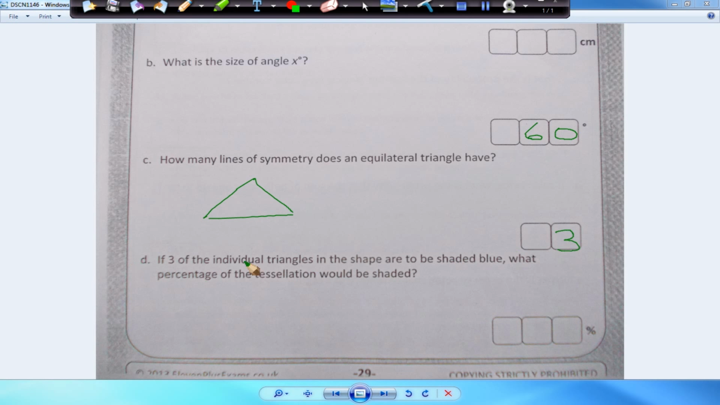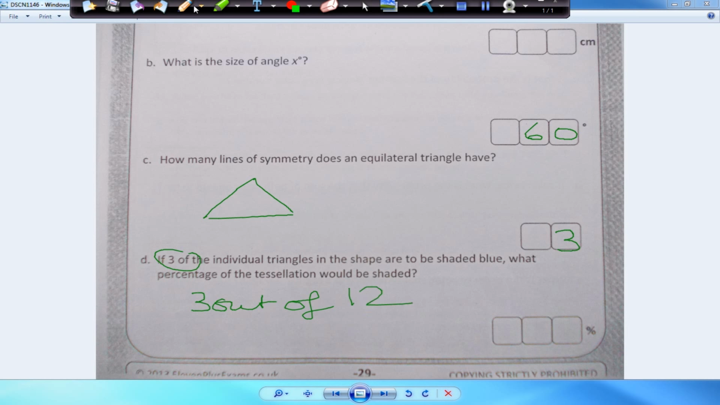Next, if 3 of the individual triangles in the shape are to be shaded blue, what percentage of the tessellation would be shaded? Let's have a quick look at my original diagram here. How many triangles do we have? 12. So it says they're going to shade in 3 out of the whole shape, so 3 out of 12.